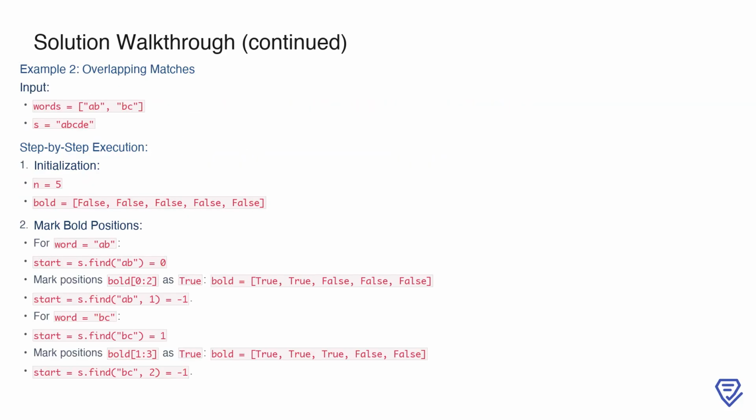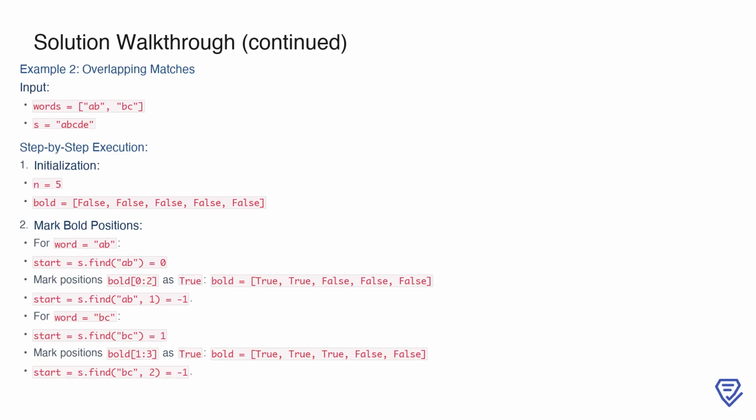Now let's consider a slightly more complex case where the words in the words array overlap. Here, the input consists of words as AB, BC, and the string s as ABCDE. We begin by initializing n to 5, the length of s, and setting the bold array to all false. For the word AB, we find its starting index in s as 0 using s.find. This allows us to mark the indices 0 to 2 in the bold array as true.